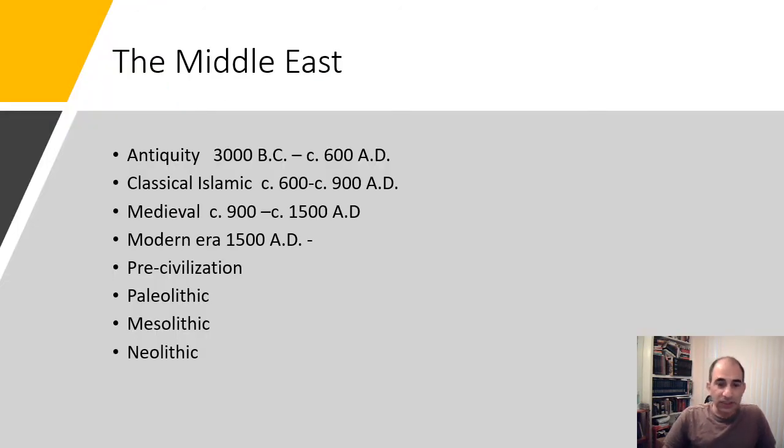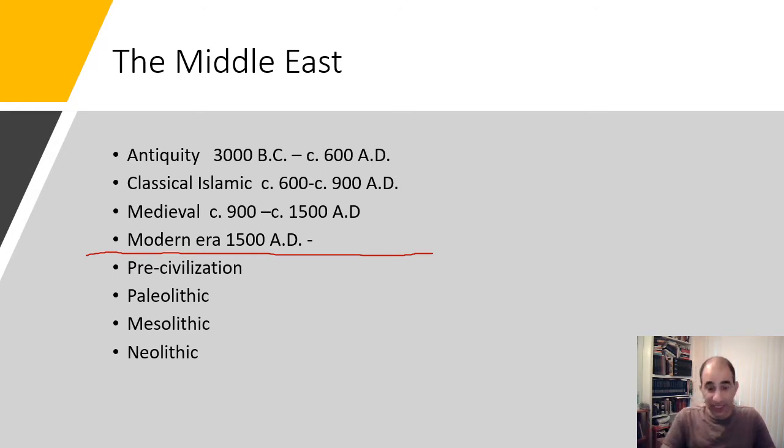All right, so this is the Middle East history and how we're breaking it down. And I also want to set up on this slide the big objective of the lecture today. The history of the Middle East covers a long period of time, and so we usually break it up into four major periods: Antiquity, Classical Islamic period, Medieval period, and the Modern era.